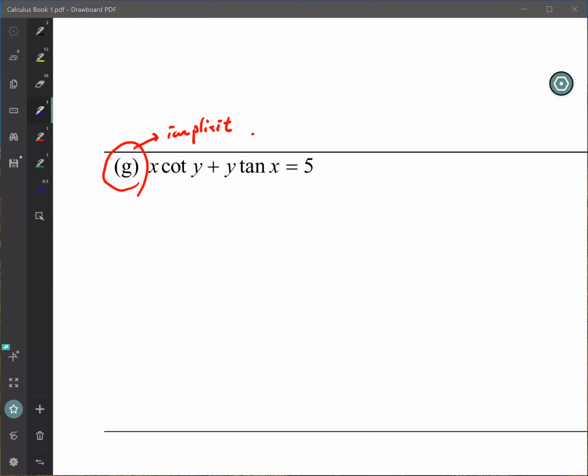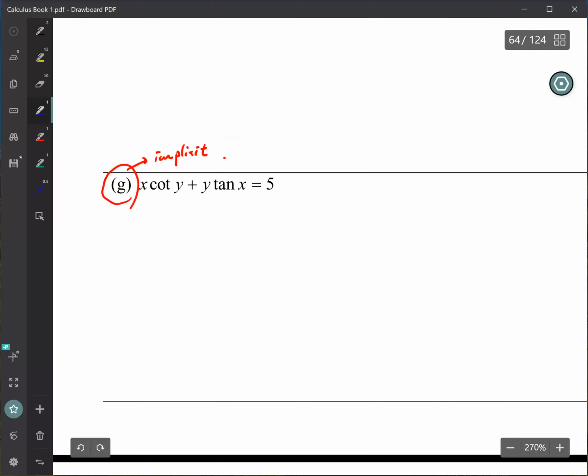So raise your hand if you finish this one. Whenever you see x and y all mixed together, okay? Right away, your instinct is implicit. And remember, y is a function. So sometimes you need chain rule.